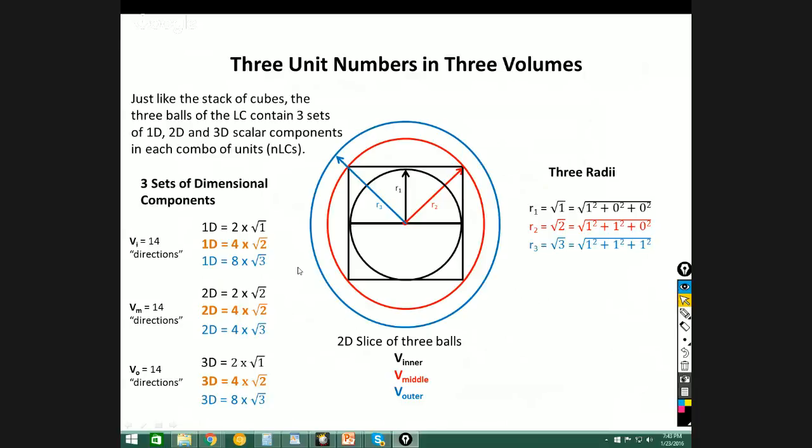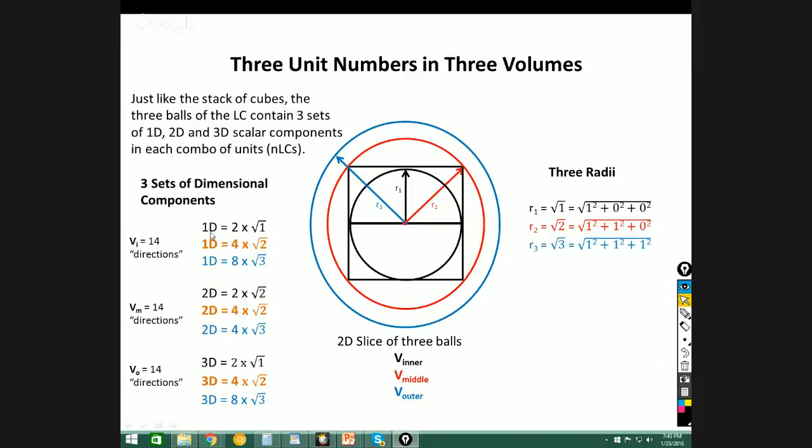So what we have here is terms of these three sets of dimensional components. Just like the stack of cubes, the three balls that are contained in the LC contain three sets of one-dimensional, two-dimensional, and three-dimensional scalar components. And those are all contained in the combination of units depending on what n is. So when we add and subtract and multiply and divide by these LC units, Larson cube units, we are actually changing n here. And that's what makes all the difference.